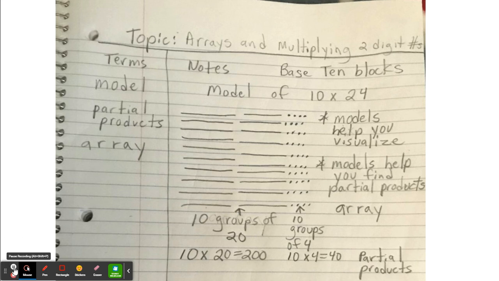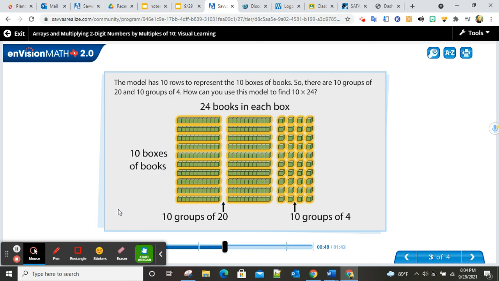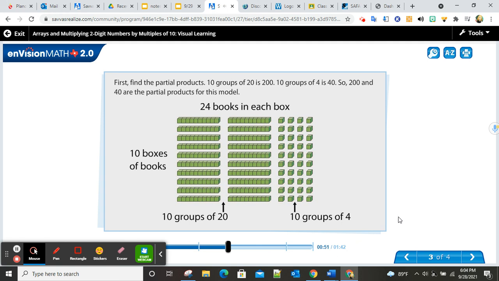And remember, you can pause this video to write the notes. Let's continue with the video. First, find the partial products. 10 groups of 20 is 200. 10 groups of 4 is 40. So 200 and 40 are the partial products for this model.